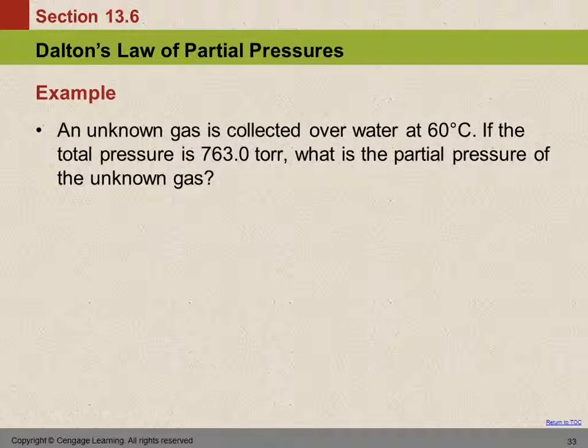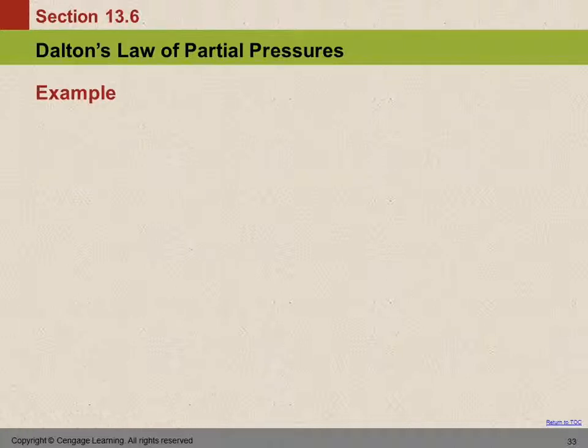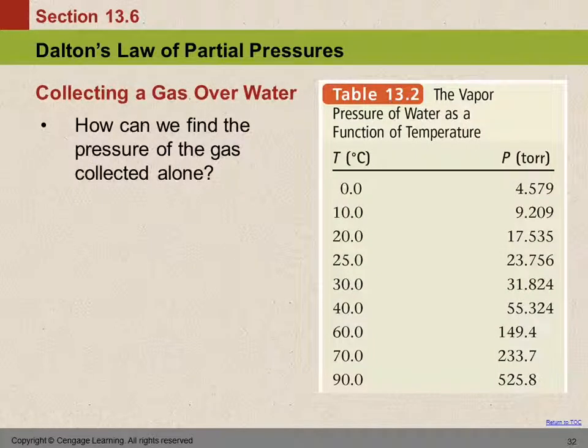An unknown gas is collected over water at 60 degrees. If the total pressure is 763 torr, what is the partial pressure of the unknown gas? Anytime you see collected over water, you're going to need the vapor pressure of water. So let's go back to this table. There it is, and it was 60 degrees. At 60 degrees, we have 149.4 torr.